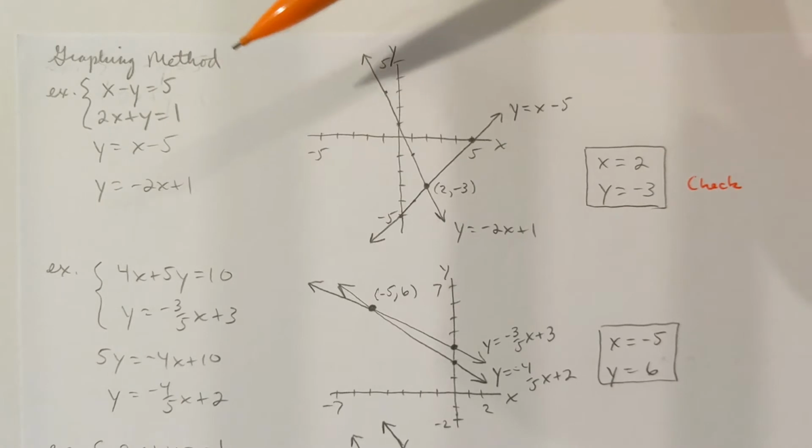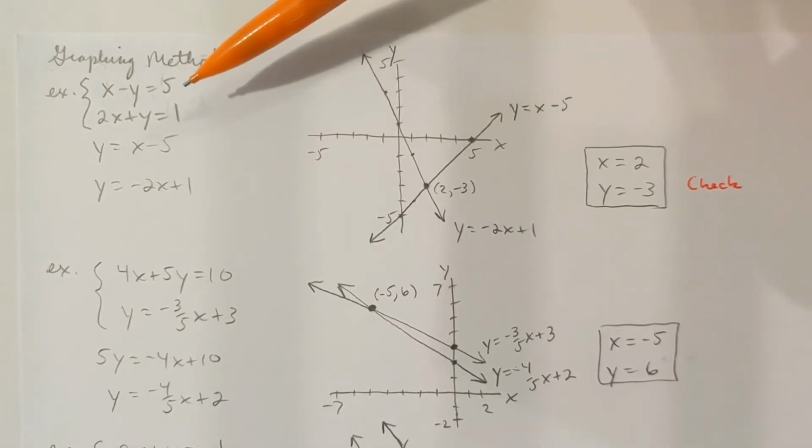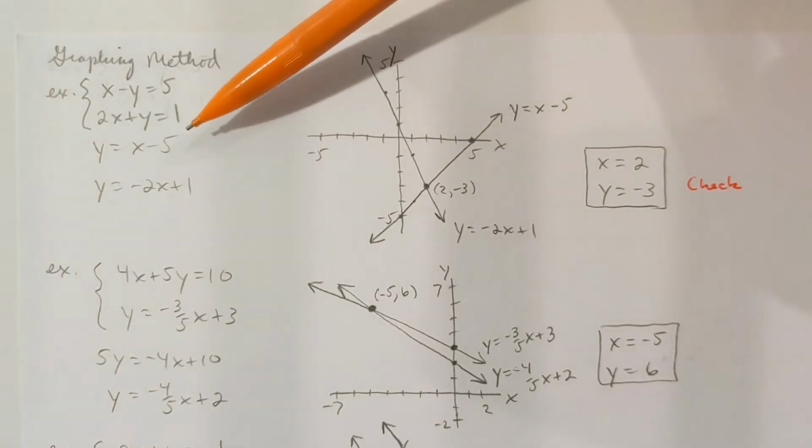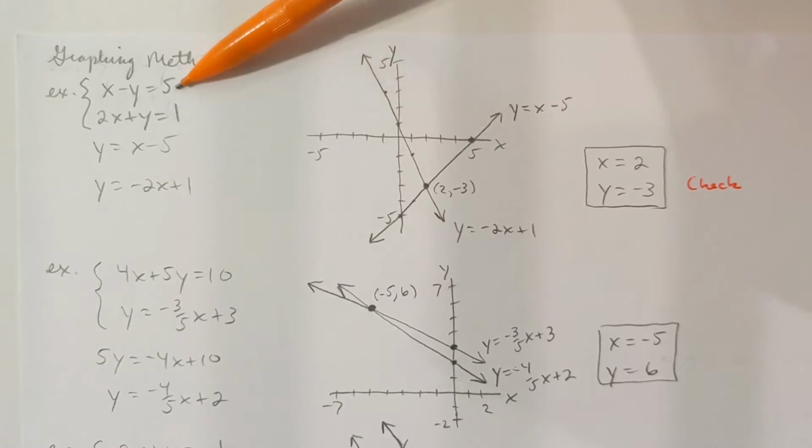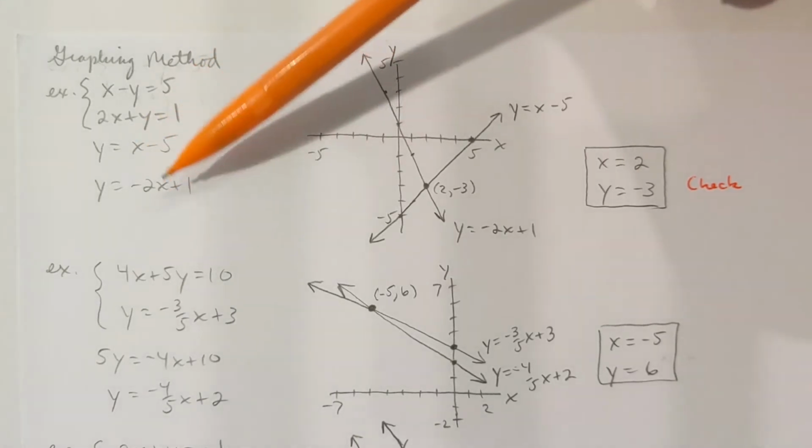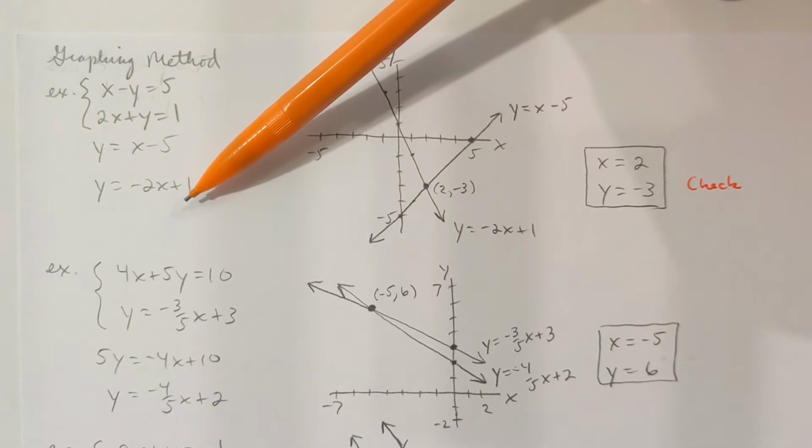In this first one here, I've got a system of two equations and two unknowns. Now, in these equations, I've rewritten both of them so that they're in the form y equal mx plus b.